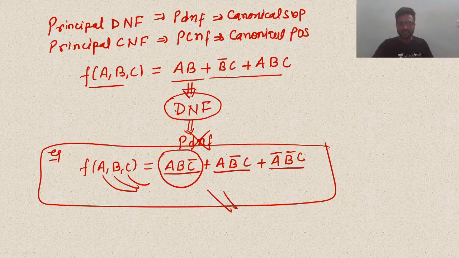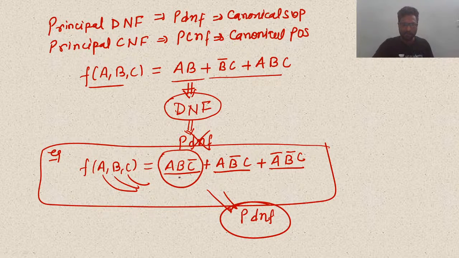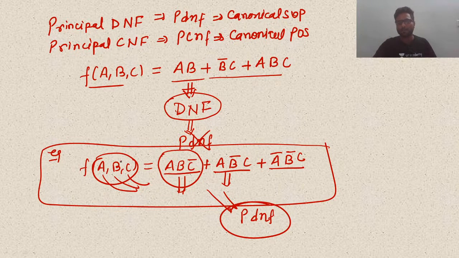So we'll say this one is in PDNF, yes or no. Why? Because every term here contains all the variables a, b, c either in primed or unprimed format.